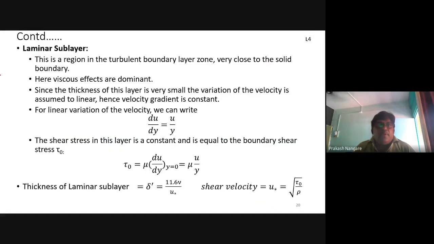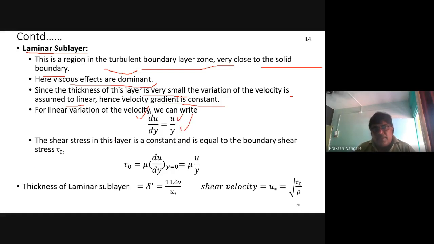Then a very important part: the meaning of the laminar sublayer. This is the region in the turbulent boundary layer zone very close to the solid boundary. You have seen it in the diagram. The viscous effects are dominant. The thickness of this layer is very small. The variation of velocity is assumed to be linear. Hence the velocity gradient is also constant. That means the du by dy parameter. So we can write u by y. This is the velocity gradient parameter.